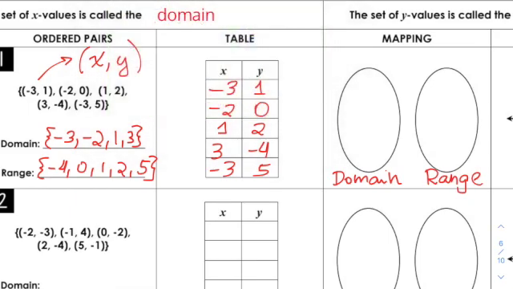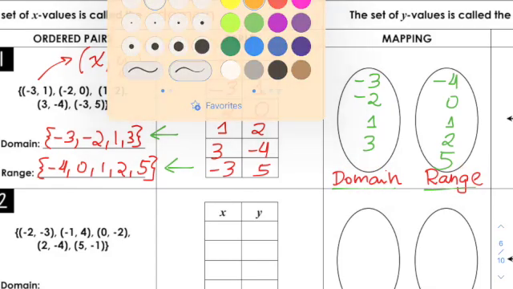And then what you're going to do is you're literally going to copy the domain over here. So we have negative 3, negative 2, 1, and 3. And for our range over here, we have negative 4, 0, 1, 2, 5. And you write it like this vertically, all right, from smallest to greatest. And then you're going to draw arrows from the domain to the range.